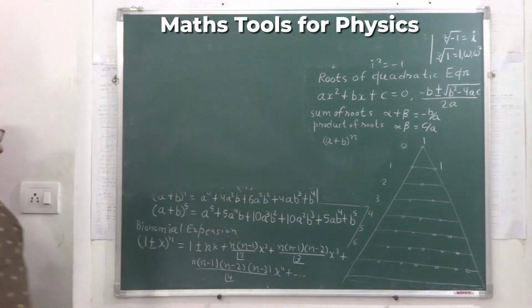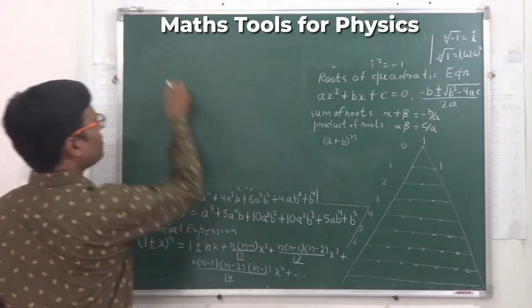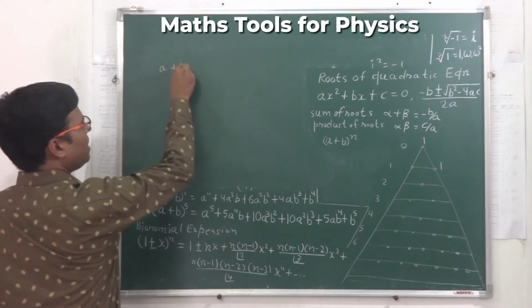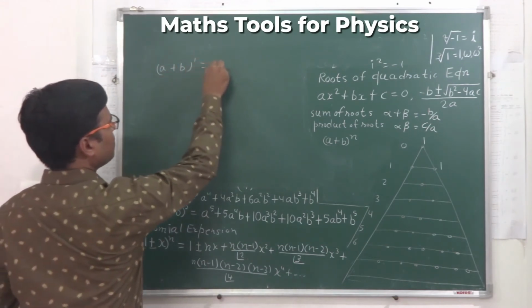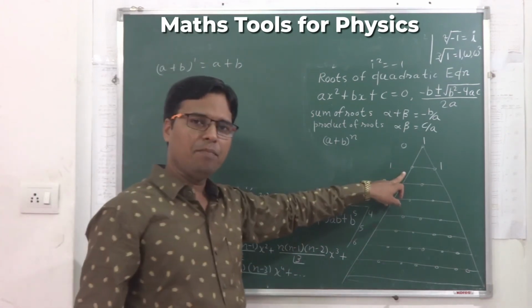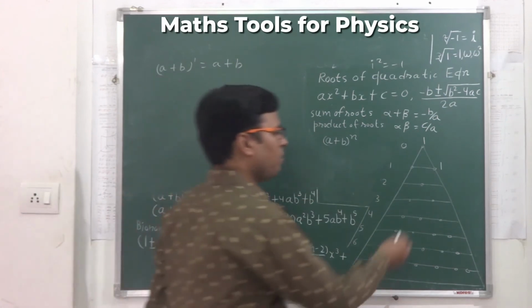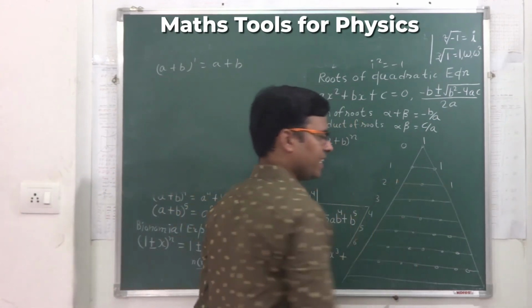If the power of a plus b is equal to 1, we will get (a+b)^1 equal to a plus b. These are the multiplication factors of a and b. Now put 1 and 1 here.